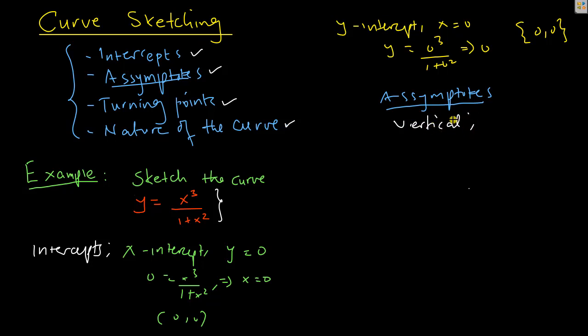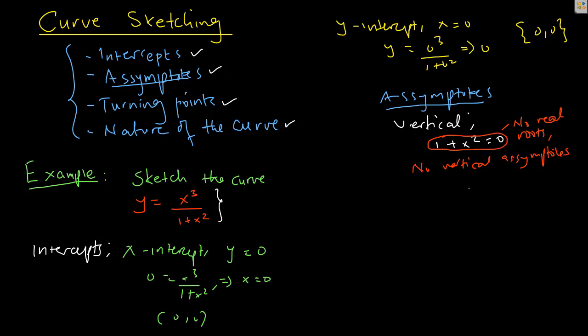For us to get the vertical asymptotes, we just have to equate the denominator to 0. So for the vertical asymptotes, 1 plus x squared equals 0. And as you can see, this equation here does not have any real roots. So I just say no real roots. So we conclude that there are no vertical asymptotes for this graph.